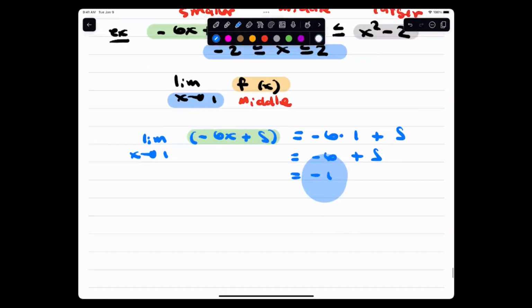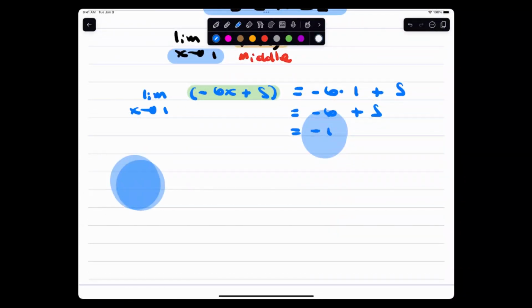Now let's find the limit of the larger function. What's that limit of the larger function?